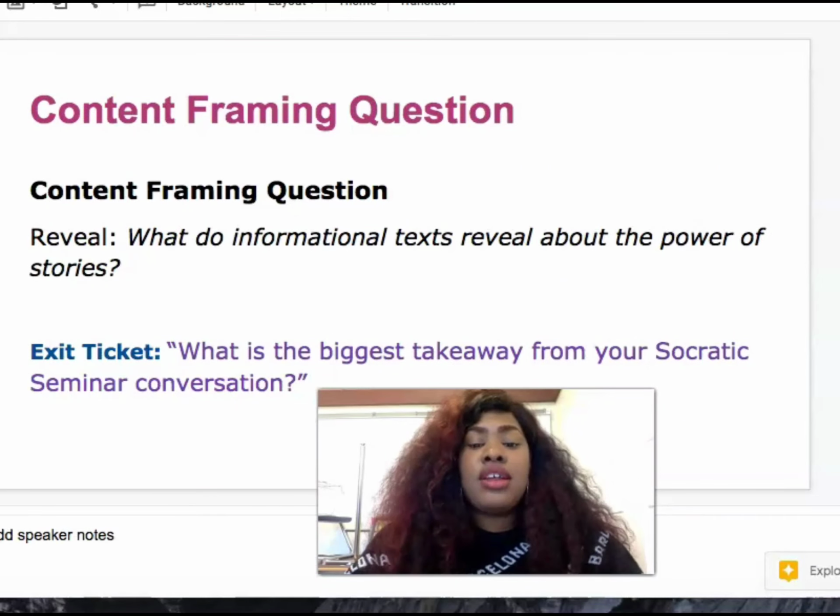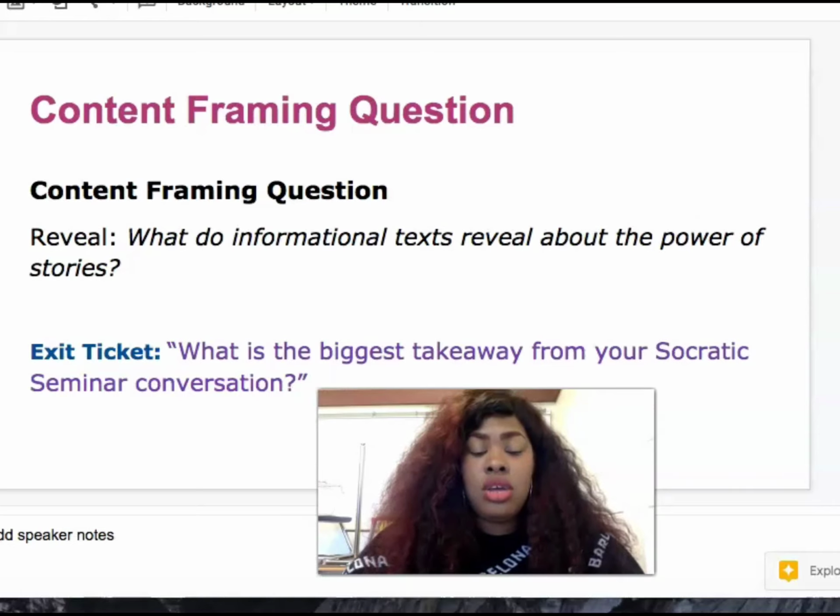At the end of the Socratic seminar, guys, I want you guys to answer the content framing question. Based off of our work that we've done today, and we are in our reveal stage, what do informational texts reveal about the power of stories? What do informational texts reveal about the power of stories? And what was the biggest takeaway from your Socratic seminar that we've had today?